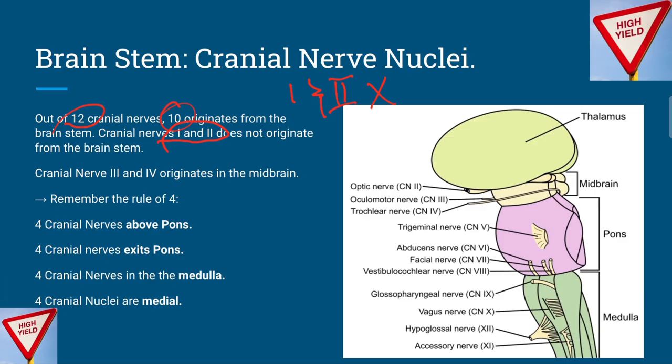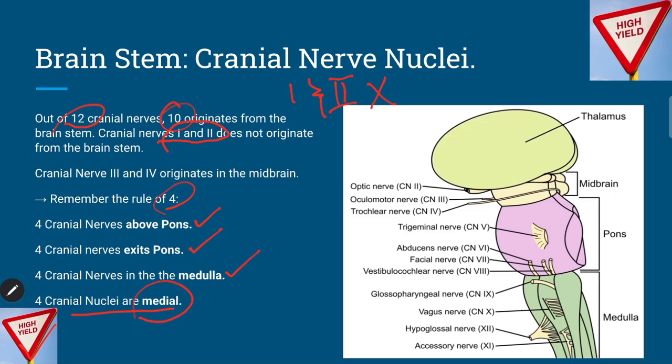The cranial nerve rules, and it's very easy to remember this way. The rule of 4, and it's high yield, as you can see. There are 4 cranial nerves that originate above the pons. There are 4 cranial nerves that will come out of the pons, and there are 4 cranial nerves that will originate from the medulla. And there are 4 cranial nuclei that are present medially.